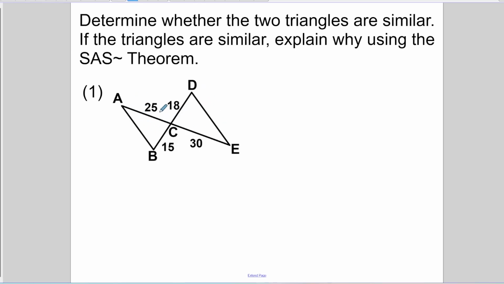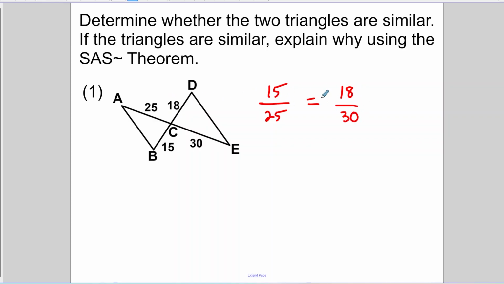So what I like to do first is show that the sides are in proportion. So I'm going to compare the small side 15 in this triangle over the big side 25. And then we'll see here if it's equal to the ratio of the small side in the next triangle, 18, over the big side, 30.